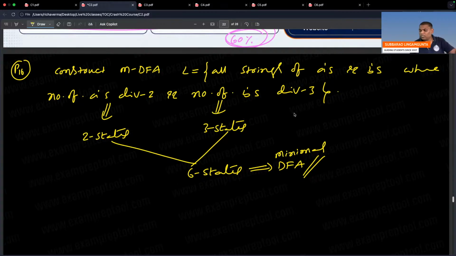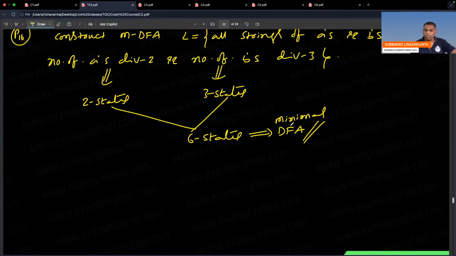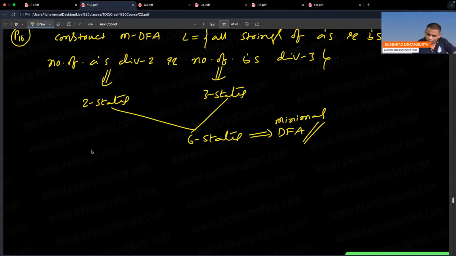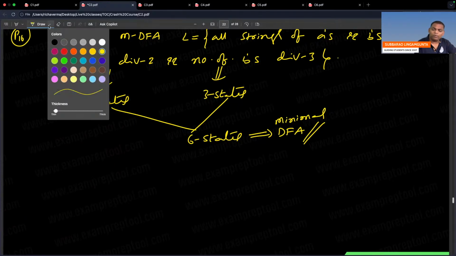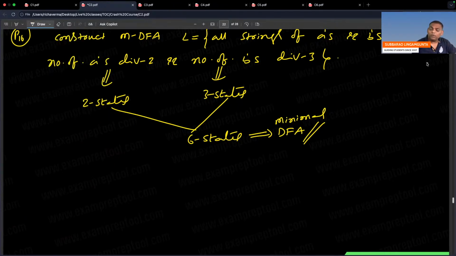Some people are asking, sir, how 6 states? Very simple, just covering every possibility. One A covering all B possibilities, one more A covering all B possibilities, one more A covering all B possibilities. Something like that, so I will try all the possibilities out. Some people are asking, sir, can you give one example? I will try one example. This is called a product machine.